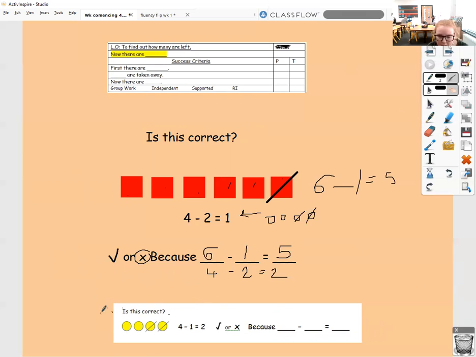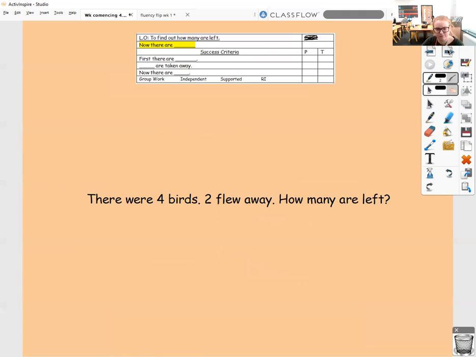So you've had a look at this one now. Do you think that 4 take away 1 equals 2 is correct or incorrect? Well, I think it is incorrect because I know that 4 take away 1 is not 2. So 1, 2, 3, 4. Take away 1 is 3. So 4 take away 1 equals 3. So this is incorrect.